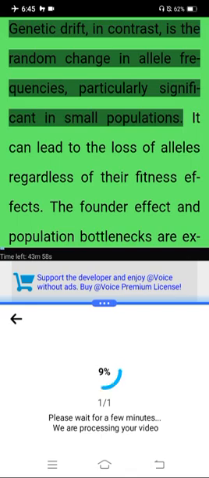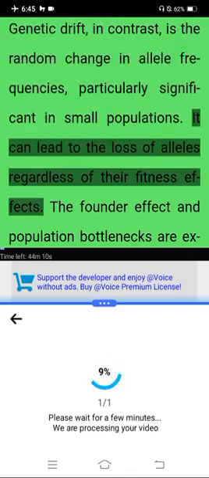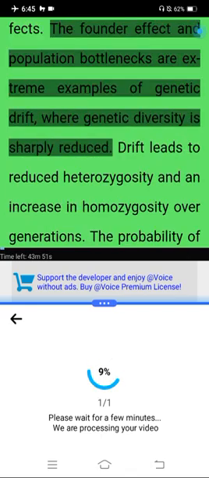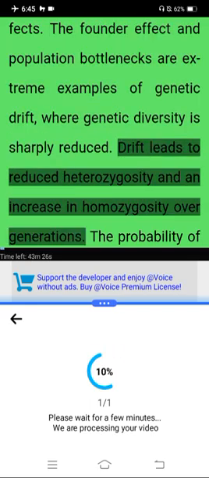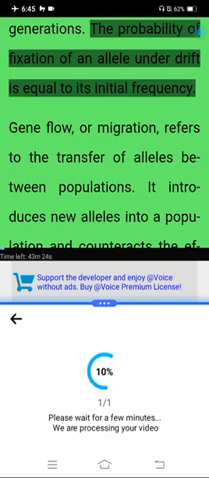Genetic drift, in contrast, is a random change in allele frequencies, particularly significant in small populations. It can lead to the loss of alleles regardless of their fitness effects. The founder effect and population bottlenecks are extreme examples of genetic drift, where genetic diversity is sharply reduced. Drift leads to reduced heterozygosity and an increase in homozygosity over generations. The probability of fixation of an allele under drift is equal to its initial frequency.